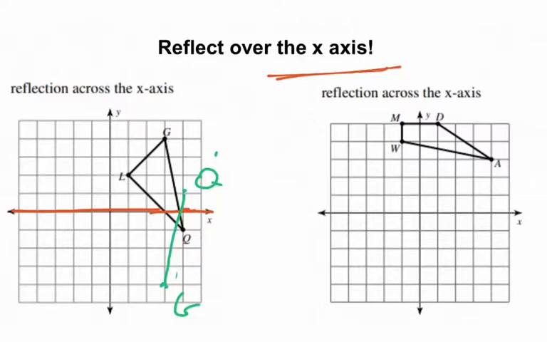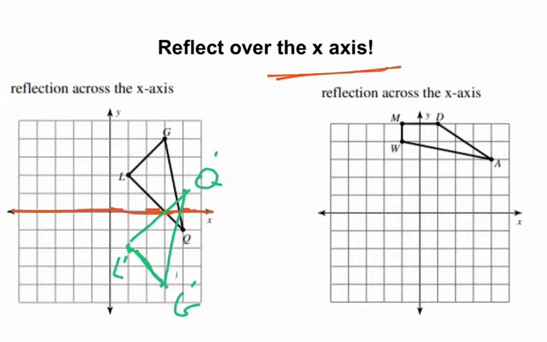Then we're going to count point L. It is 2 away from our line, so we're going to move it down from the line 2. Okay, so there's our point L. And we're going to connect our L to our G and our L to the Q. So this is the shape GLQ reflected over the x-axis.